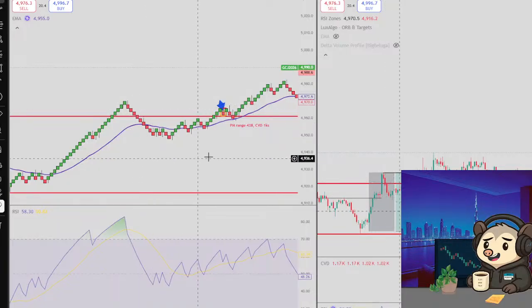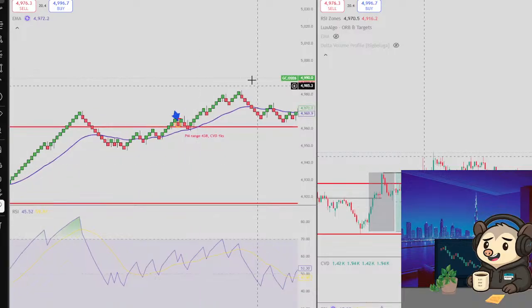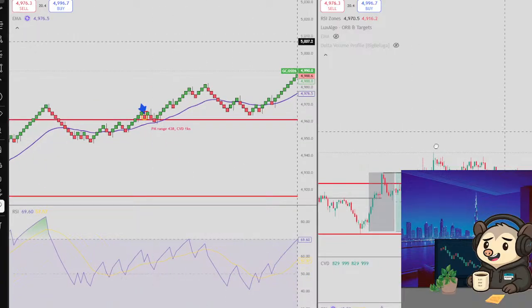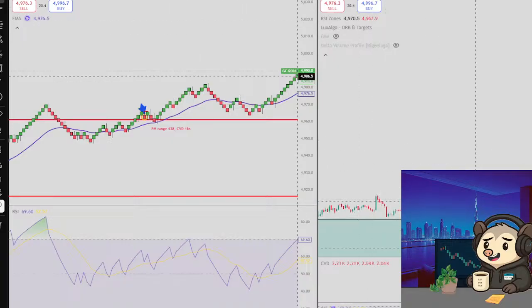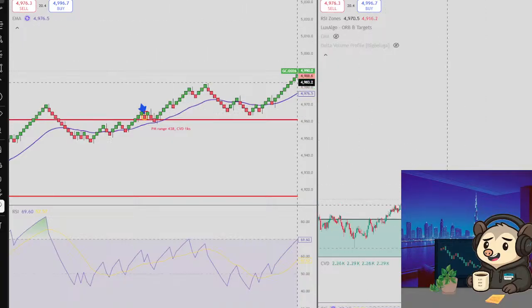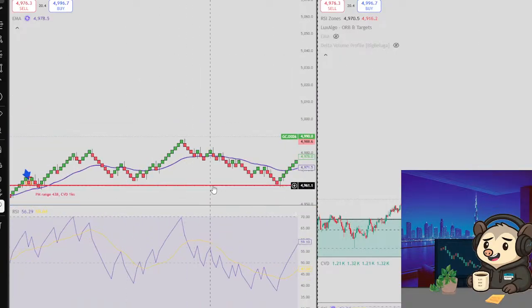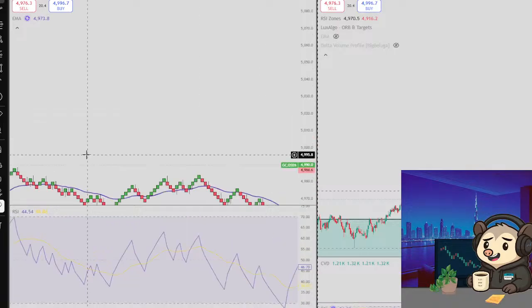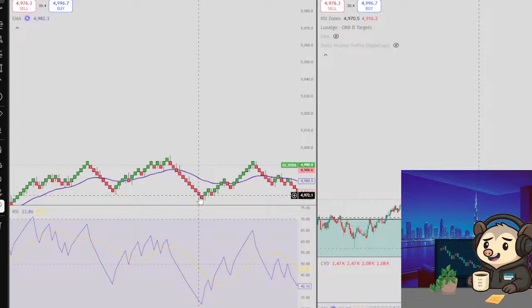After a break of structure, and then there was another oversold that came back into the zone. And where did that happen? Let's see if we can find it. Right here. Oversold. There's where you buy.